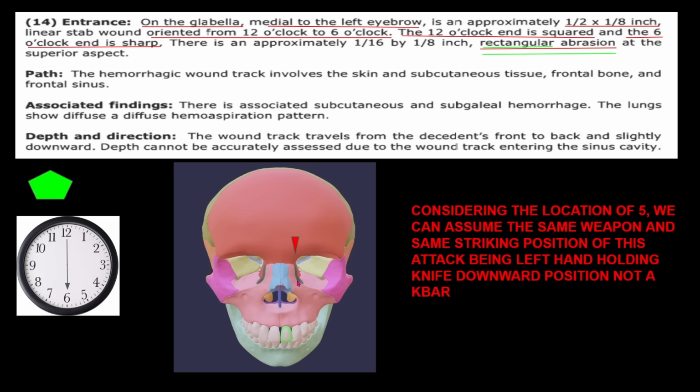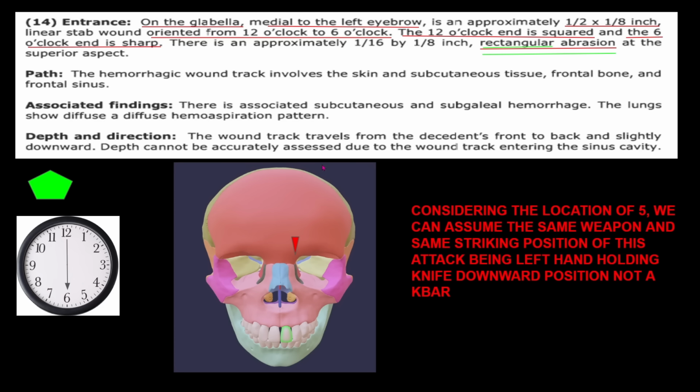Next, we've got on the glabella, medial to the left eyebrow. The glabella is a point in between the eyes here, and it says medial to the left eyebrow, so it's going to be roughly in this position. We've got another stab wound. This is a stab wound oriented from 12 to 6. As you can see, 12 to 6. And the 12 o'clock end is squared, the 6 o'clock end is sharp. And they cannot determine the depth of this one because it went into the sinus cavity.